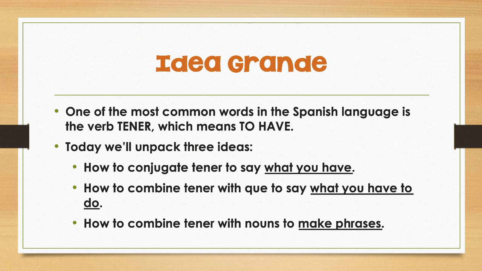Let's start with our big idea. One of the most common words in the Spanish language is the verb tener, which means to have. And we're going to unpack three ideas today. We're going to start by learning how to conjugate tener to say what you have, like I have a cat, for example. Then we're going to learn how to combine tener with the word que to say what you have to do, like I have to sleep, for example. And then we're going to combine tener with nouns to make some phrases, like to be hungry is literally to have hunger in Spanish.